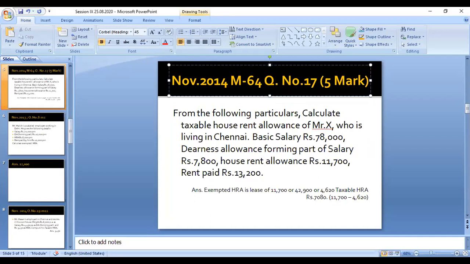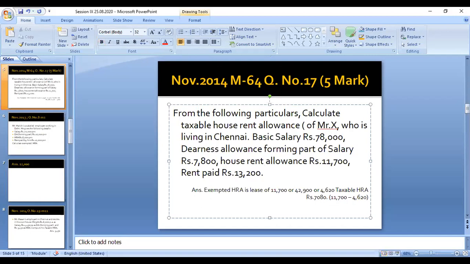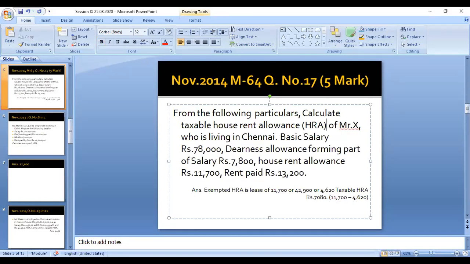Right, so this is a problem. From the following particulars, calculate the taxable house rent allowance, HRA, of Mr. X, who is living in Chennai. They are giving you one piece of information: Chennai, which is a metropolitan city. Then his basic salary is given: the basic salary is 78,000.